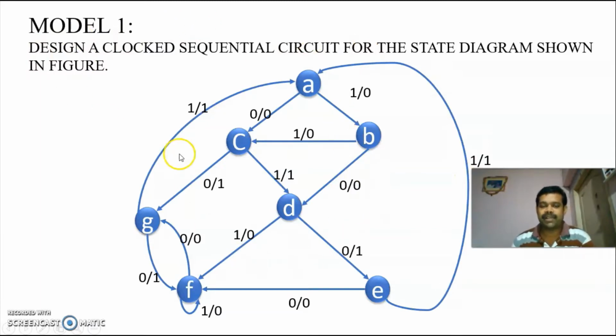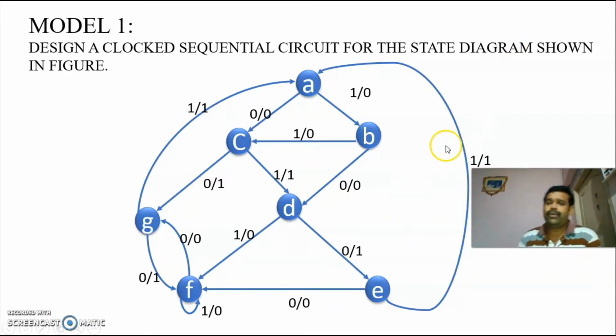So this diagram is called a state diagram. A state diagram is nothing but a pictorial representation which gives the behavior of a sequential circuit or clocked sequential circuit. In other words, the state diagram is a pictorial representation of the state table. It gives the relation between the present state, input, next state and the output.